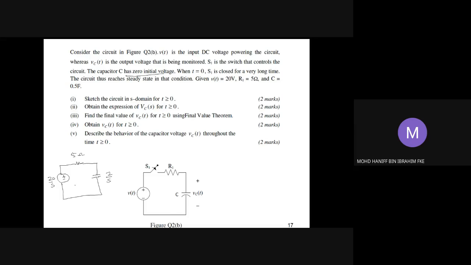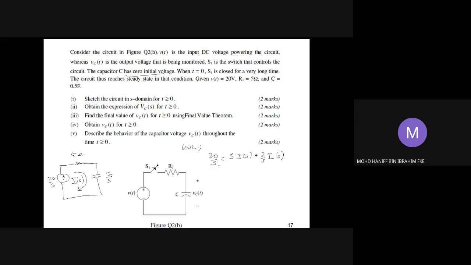Okay, so we need to find the current first in this circuit. Because in the S domain, the current flowing is written as IS. So we use KVL to find the current. We're going to have 20 divided by S equals 5 of IS plus 2 over S of IS.